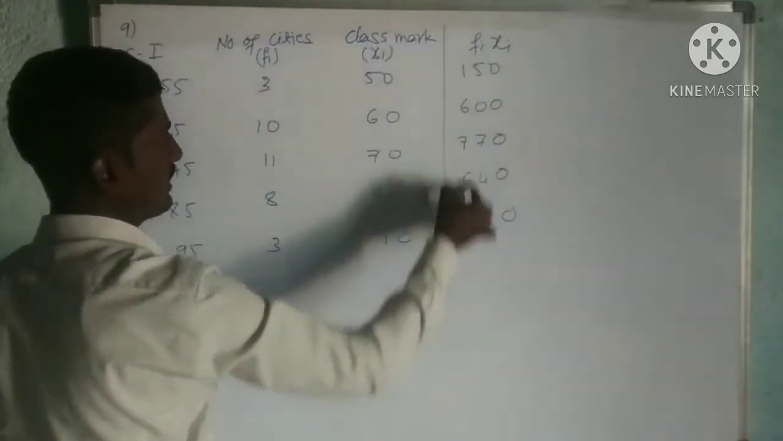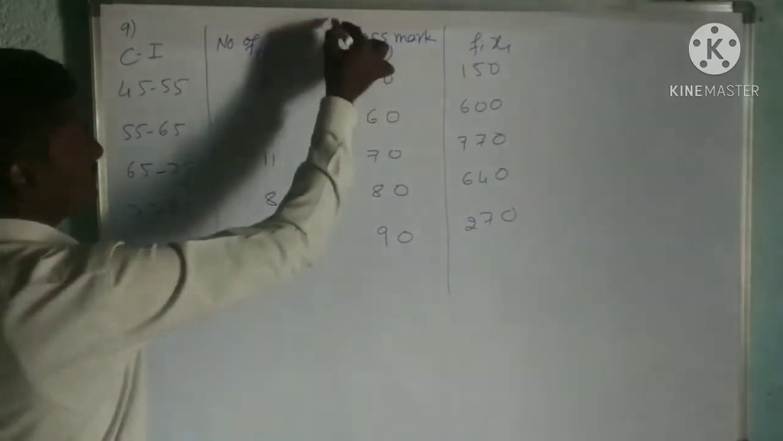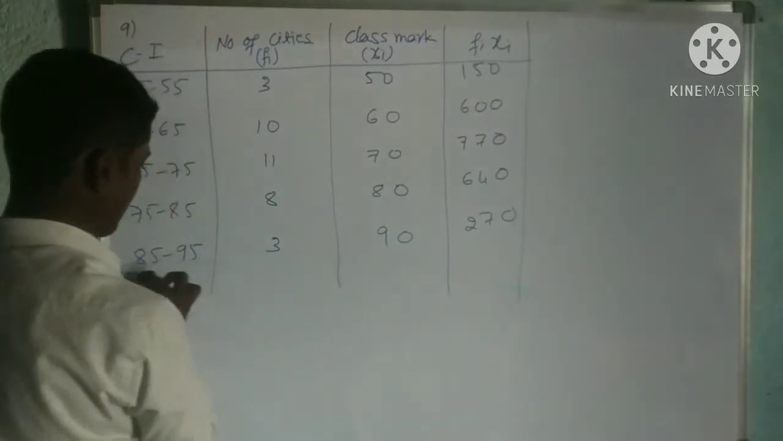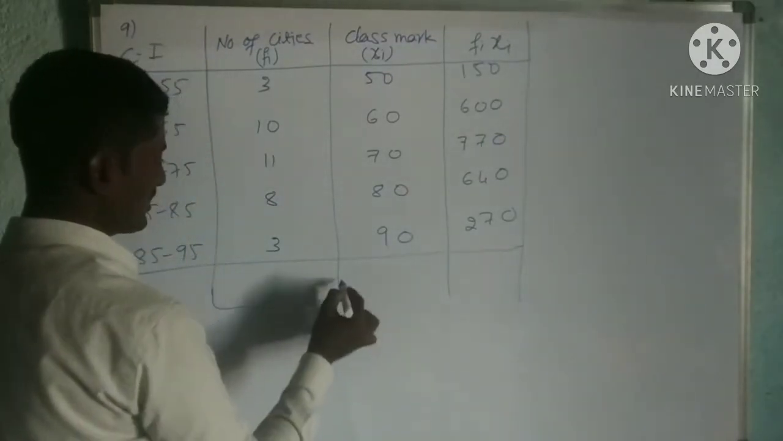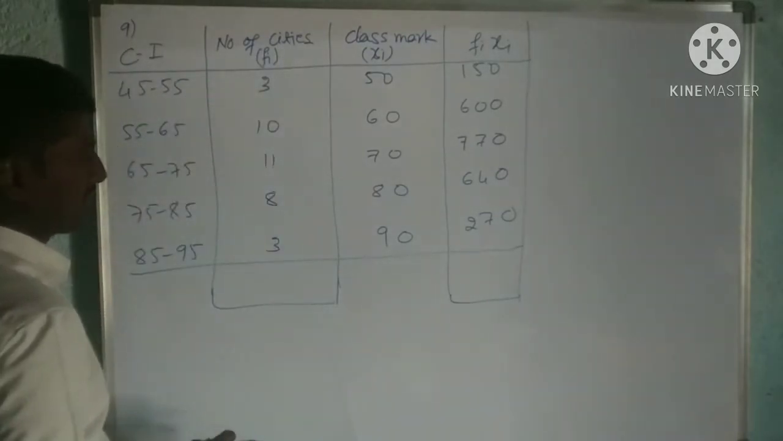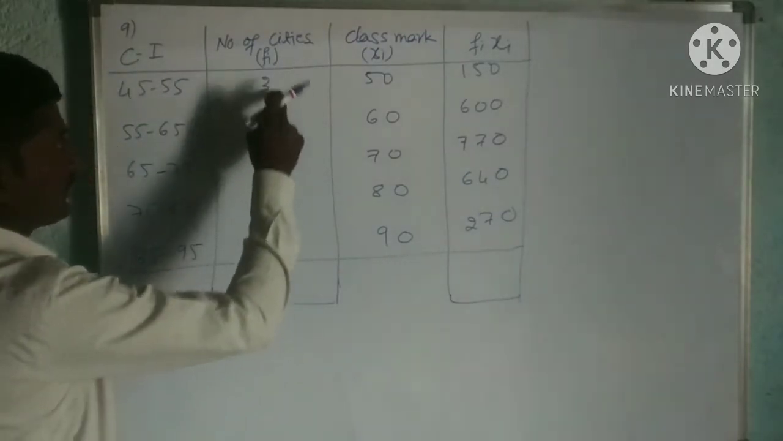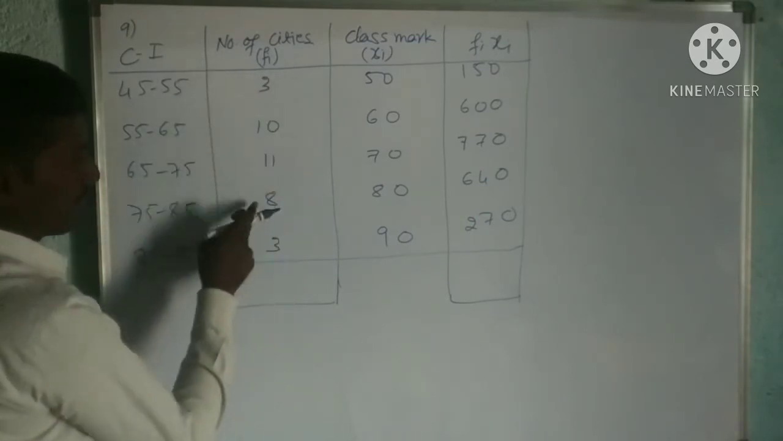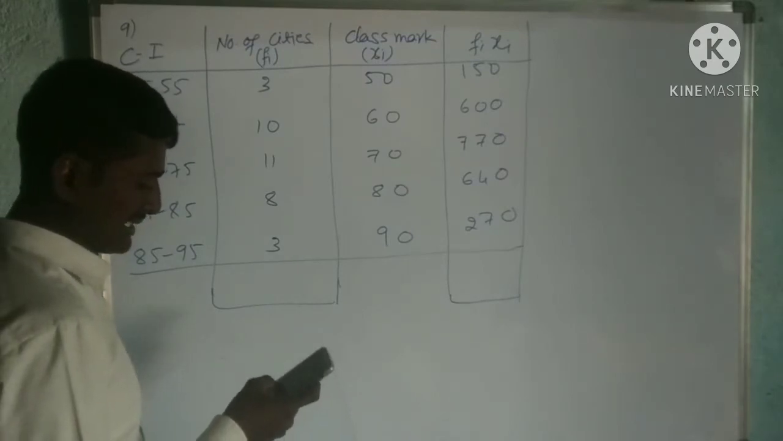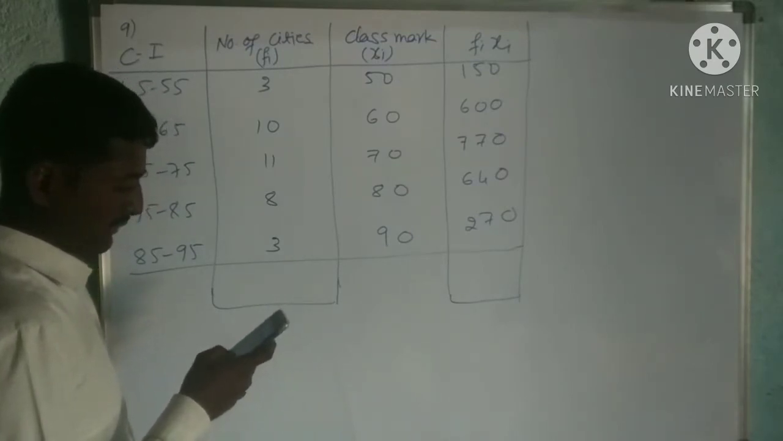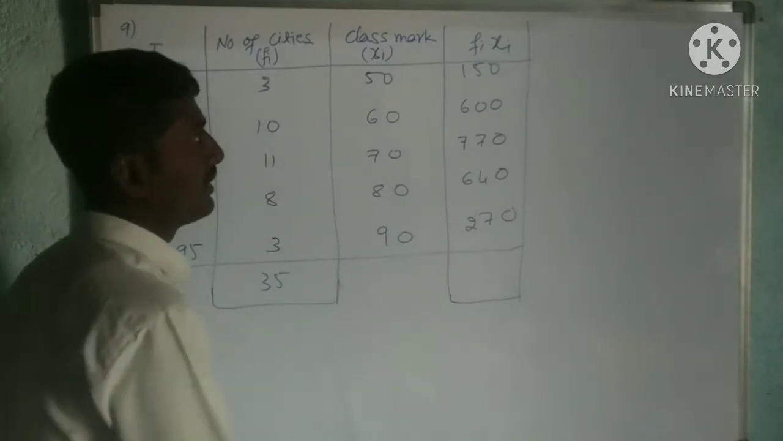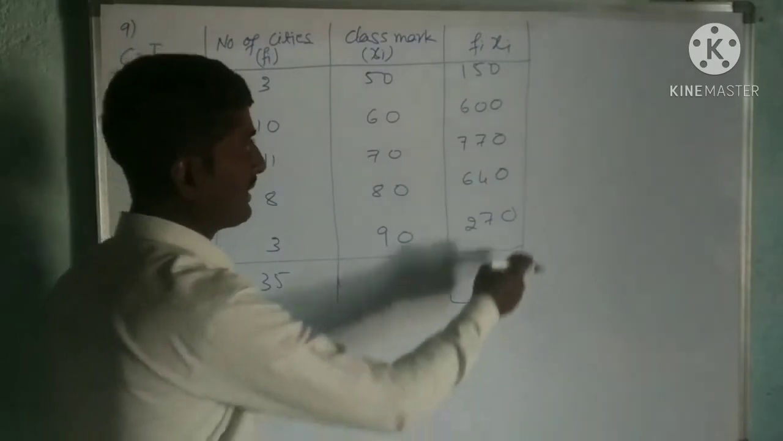Next, shall we draw the table. We have to find sum of fi and sum of fi xi. So this sum they have given already. I think it is 3, 10, 21, 29, 32, 35 cities. So how many cities are there? 35 cities, right? Sum of fi is 35. And sum of fi xi you have to find.